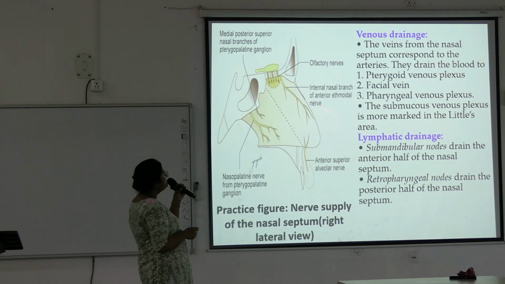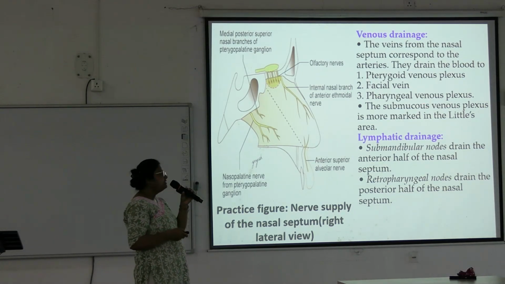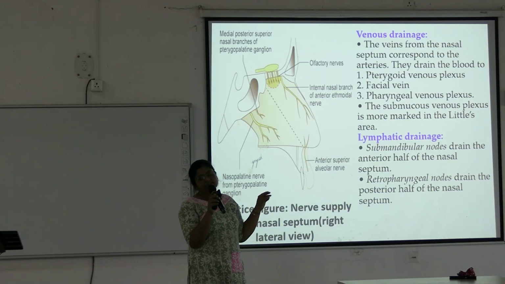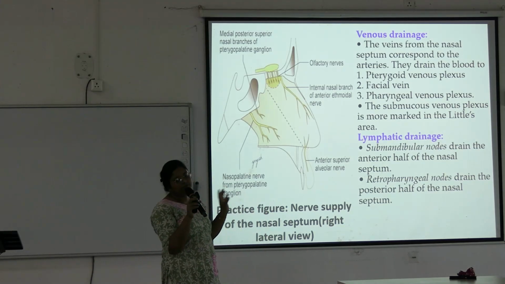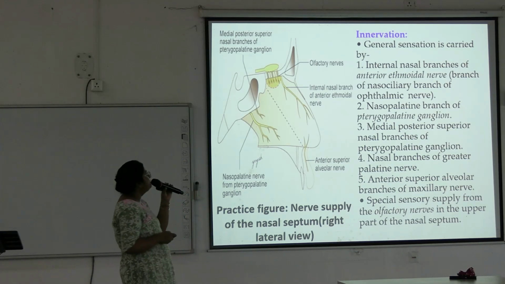Blood clots will block these veins, the facial vein, or there will be blockage in the pharyngeal venous plexus and pterygoid venous plexus. These are fine plexuses, so if clot formation occurs in this area, it can be transmitted to those areas and there will be further blockage. Next we are going to innervation.